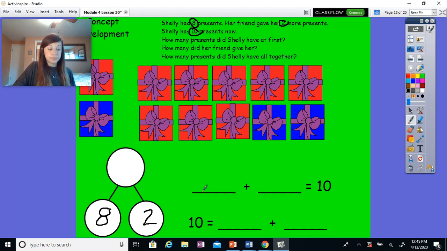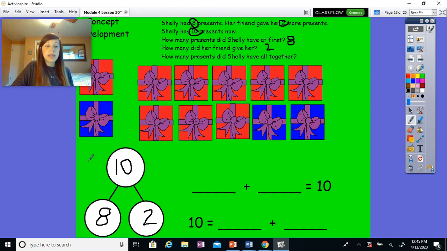Okay, so I'm going to count how many she has in all. So it says, how many presents did Shelly have at first? That was 8. How many did her friend give her? We have 2 blue ones, 1, 2. And now we need to know how many there's all together for my whole. Help me count. 1, 2, 3, 4, 5, 6, 7, 8, 9, 10. So now Shelly has 10 presents all together. I'm going to write that in my whole.